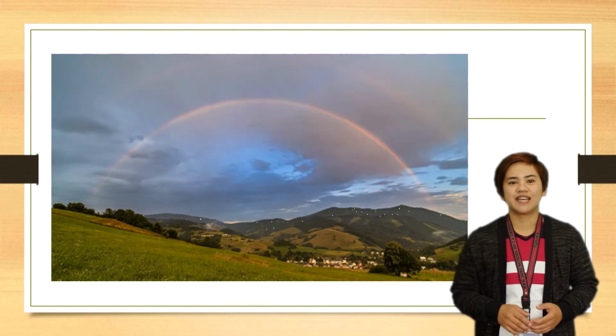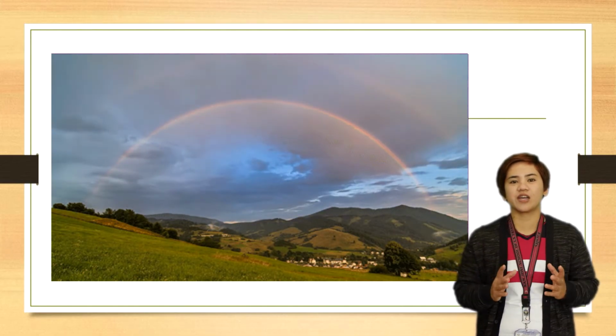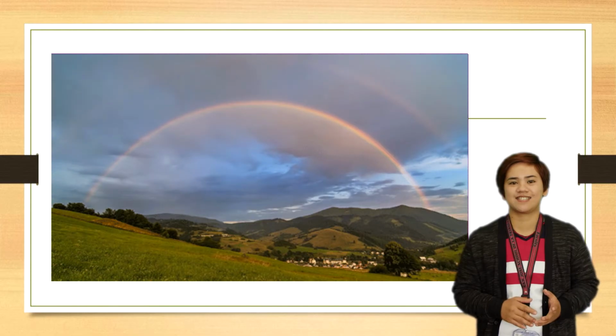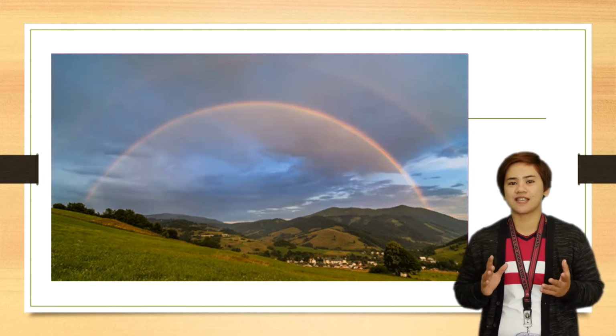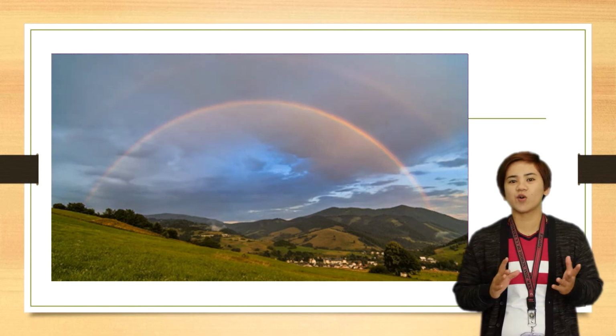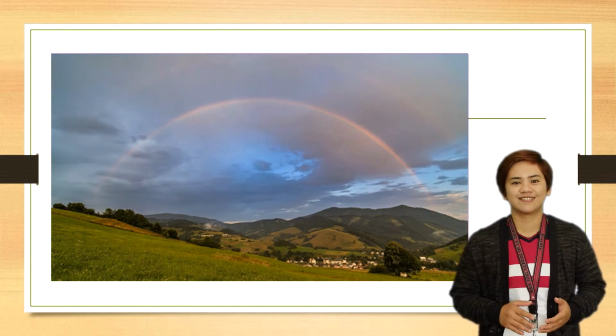The rainbow. The rainbow is formed in the sky during certain circumstances. This is caused by the refraction and dispersion of the sun's light by rain and other water droplets in the atmosphere.